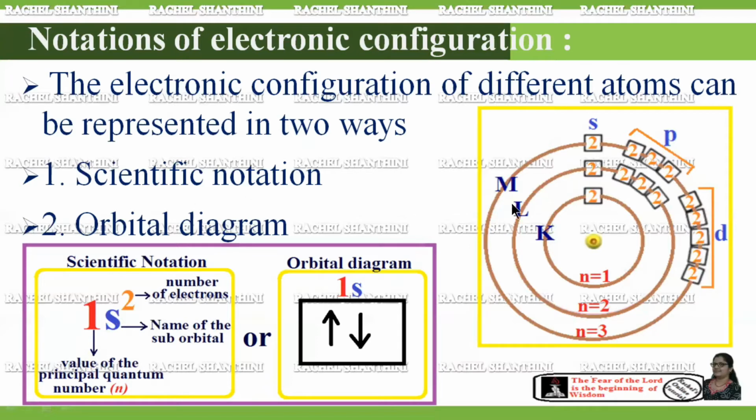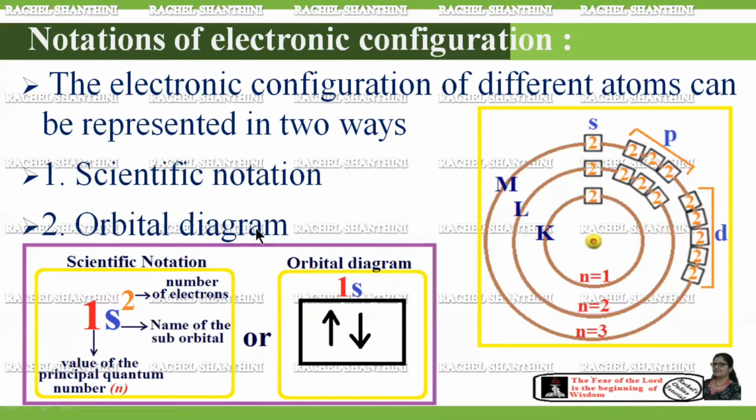In scientific notation, to represent the s orbital in the K shell, we have to write 1s2, where 1 is the value of the principal quantum number, s is the name of the suborbital, and 2 is the number of electrons. Now coming to the second notation, orbital diagram.